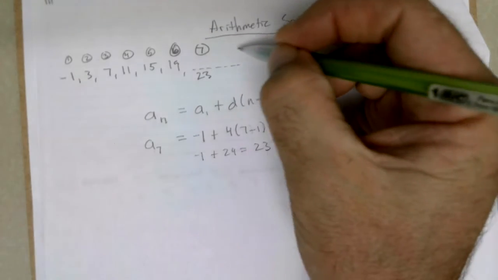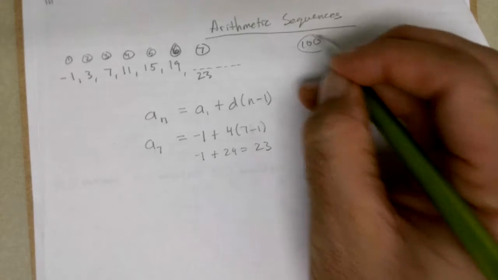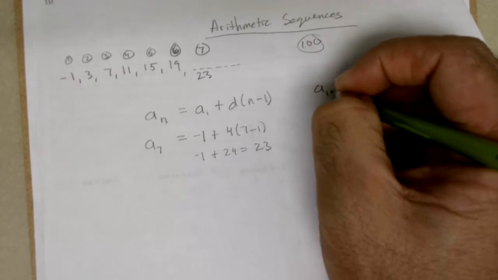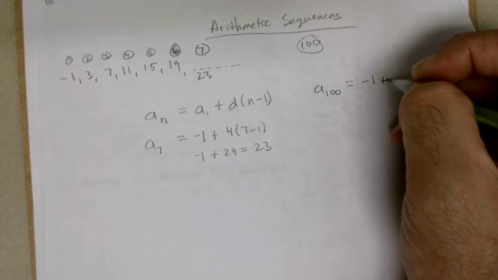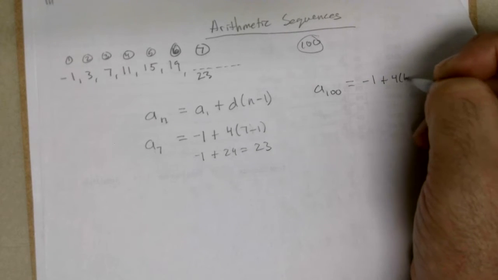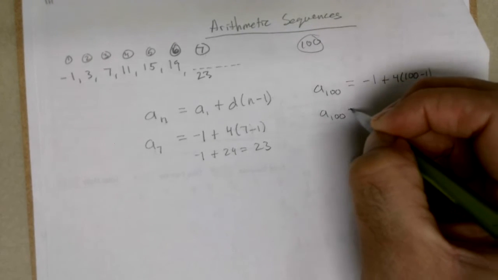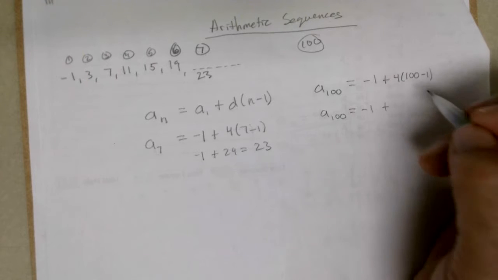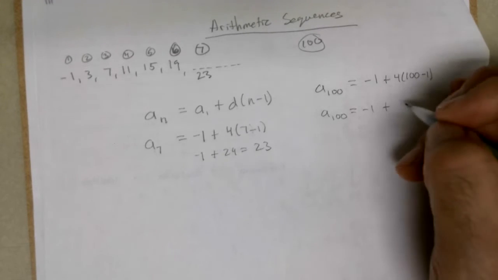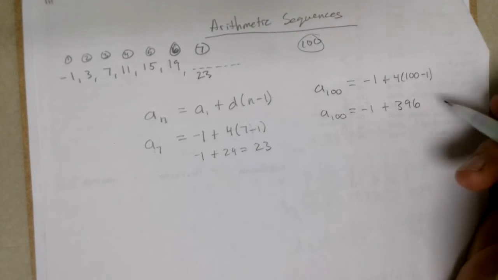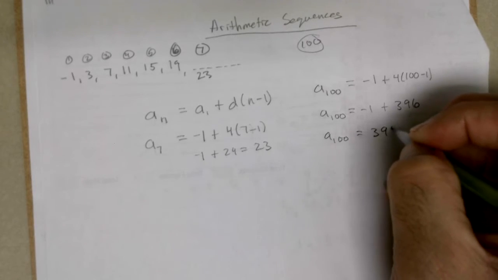Well, big deal, I could just count them out. Well, what if you're looking for your 100th term? Yeah, that would take a long time. All we have to do is say a sub 100 is equal to our first term, which is negative 1, plus the difference of 4 times 100 minus 1. And so a sub 100 is equal to negative 1 plus 4 times 99, which is 396. And so a sub 100 is going to be 395.